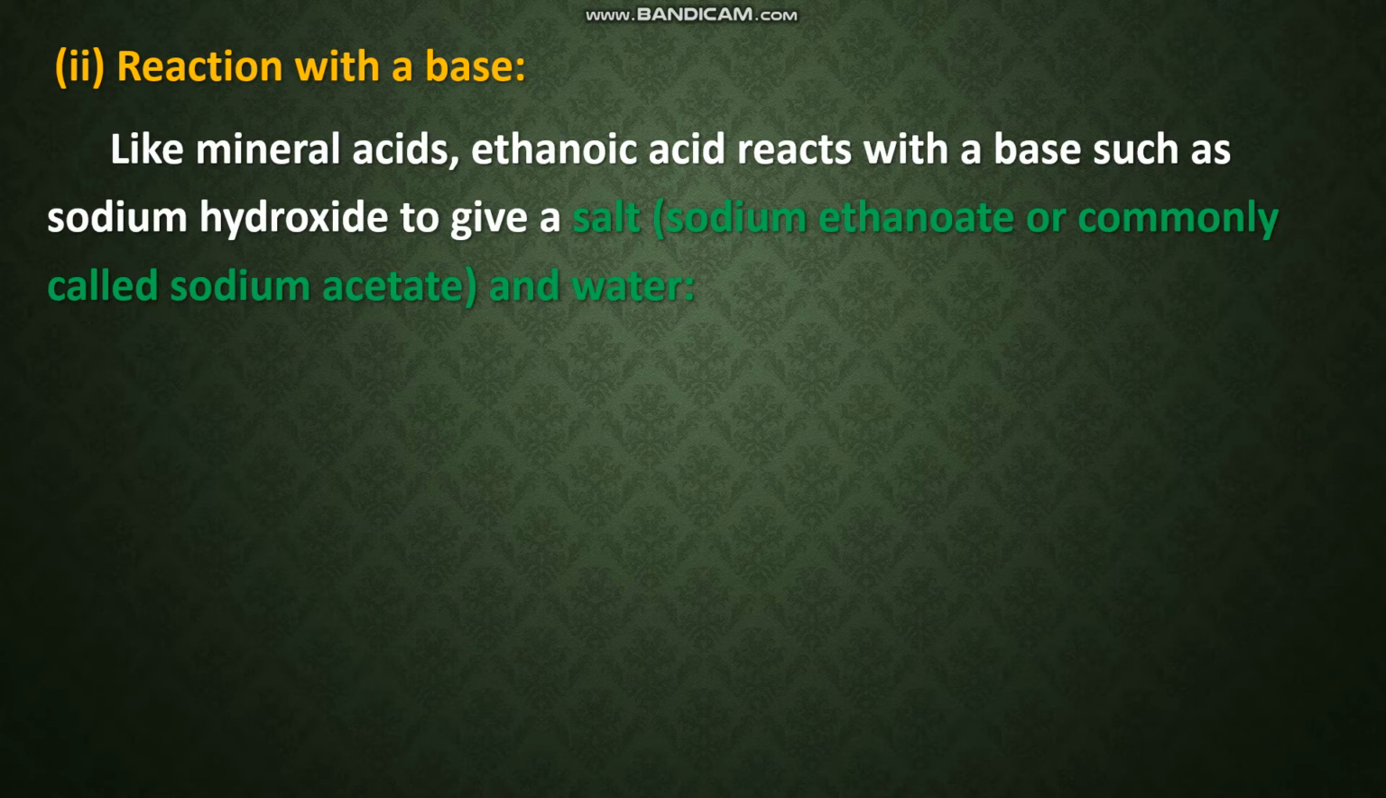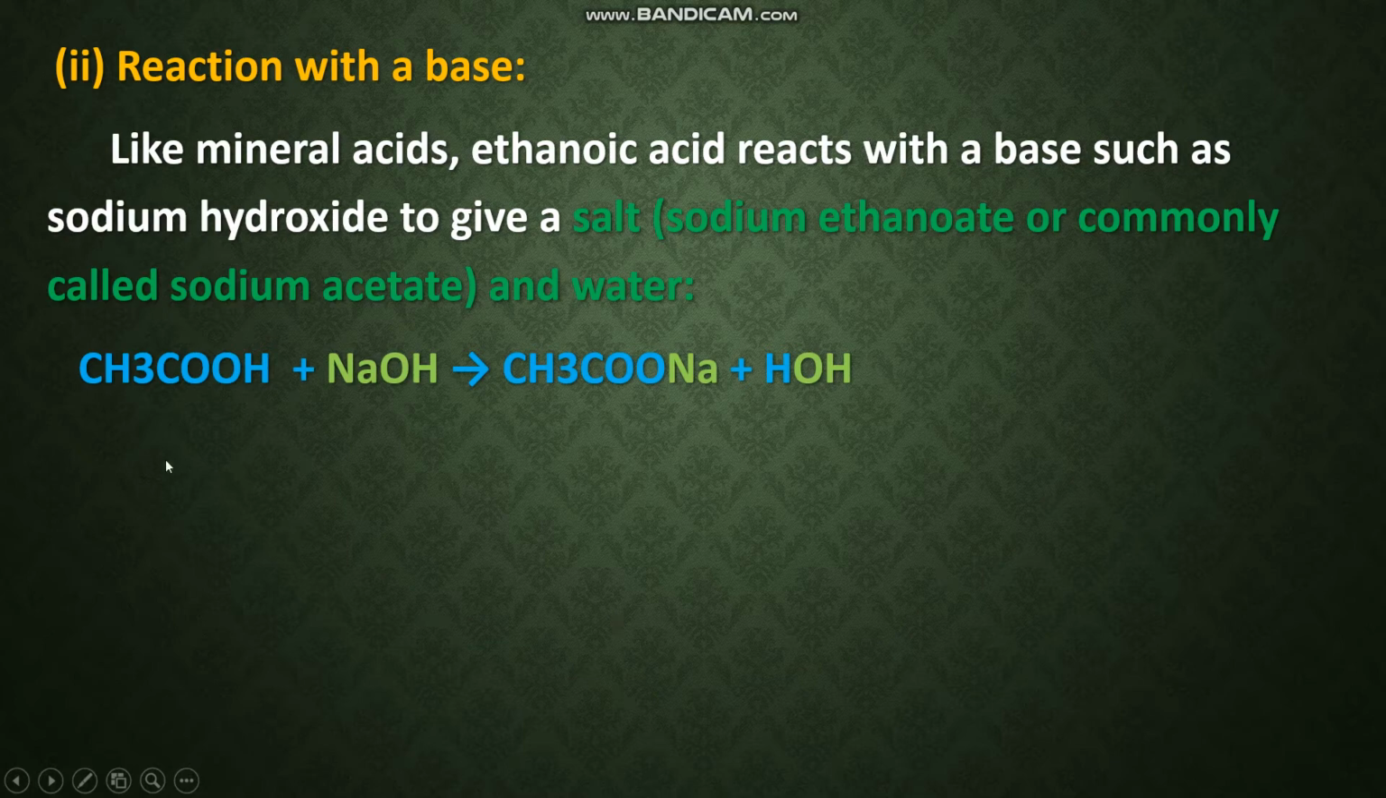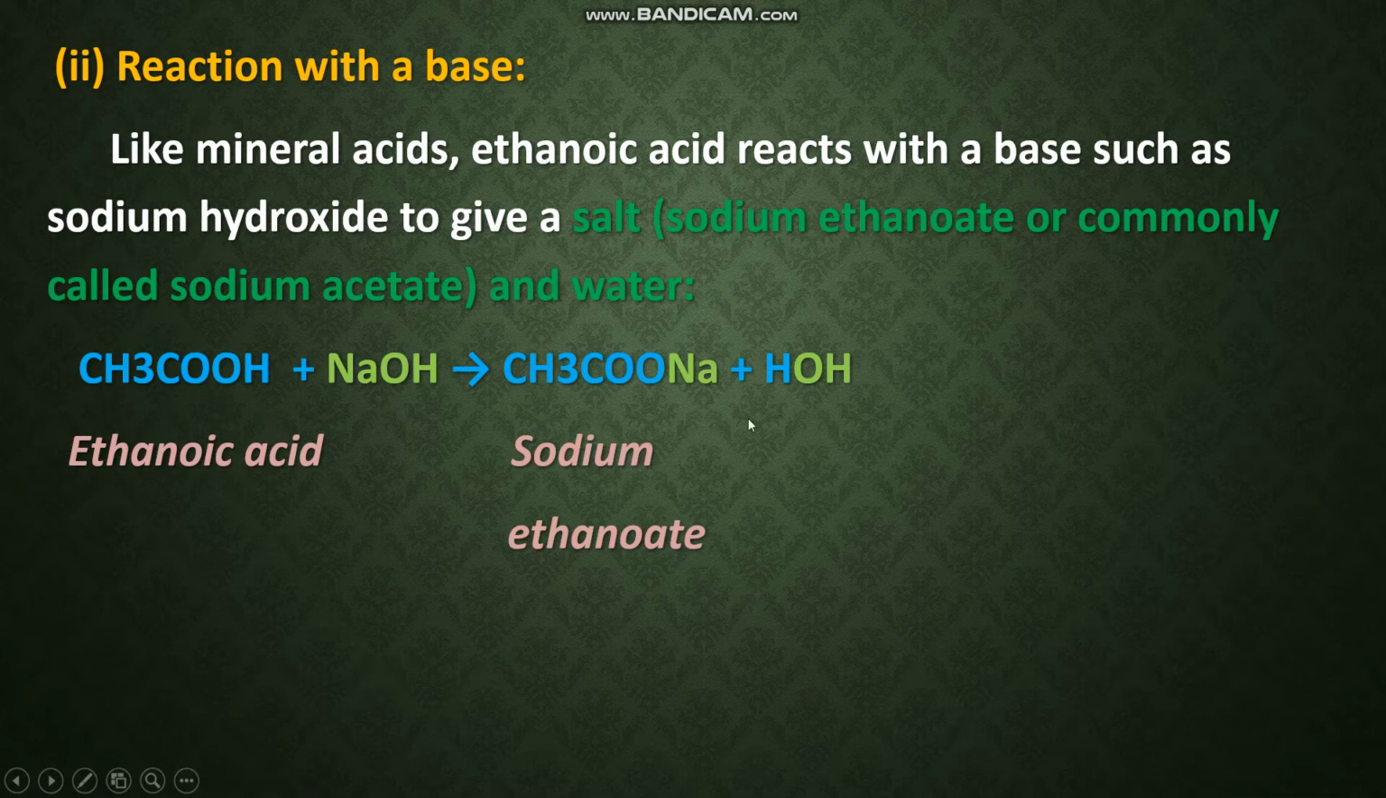What is the salt here? Sodium ethanoate or sodium acetate. This is the equation. Acetic acid or ethanoic acid CH3COOH reacts with sodium hydroxide. We are getting CH3COONa, sodium salt of ethanoic acid or sodium ethanoate, plus water. Ethanoic acid reacts with sodium hydroxide to form sodium ethanoate and water.